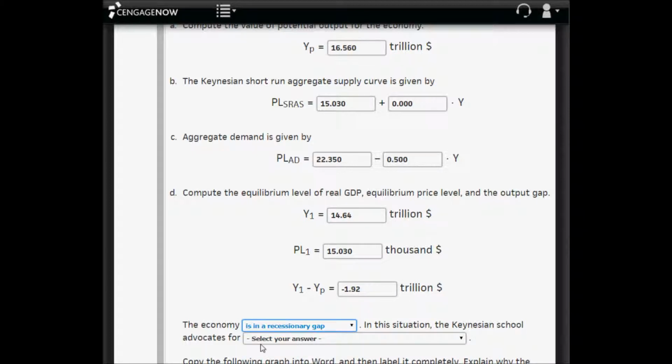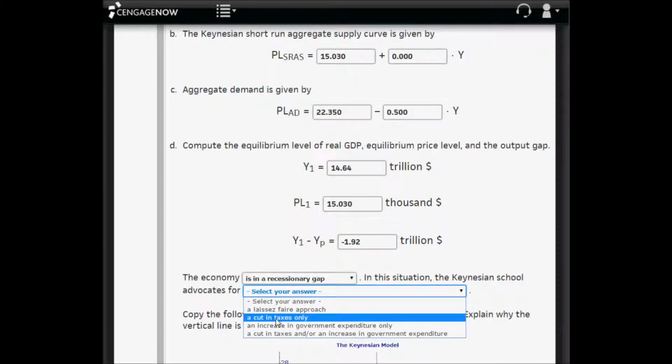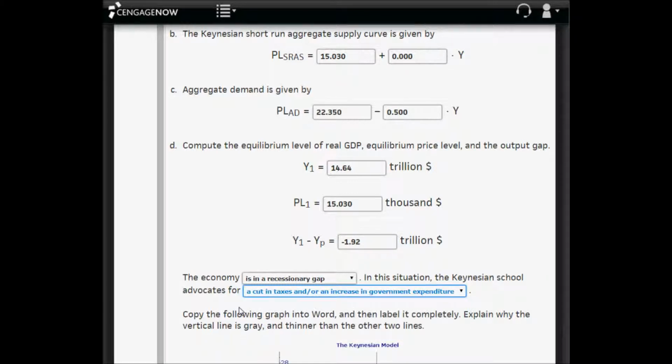In this situation, the Keynesian school advocates for a cut in taxes, an increase in government expenditure. So both of those are true.